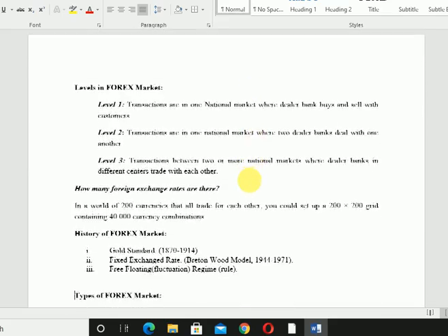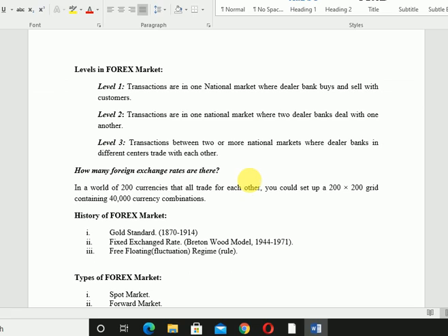Now we come to the levels in the forex market. There are 3 levels in the forex market: level 1, level 2 and level 3. Level 1 transactions are in one national market where dealer banks buy and sell with customers. In the national market, the dealer bank buys the foreign currency and then sells it to customers. So one side is the bank and the other side is the different customers of the bank. This type of forex market is called the level 1 market.